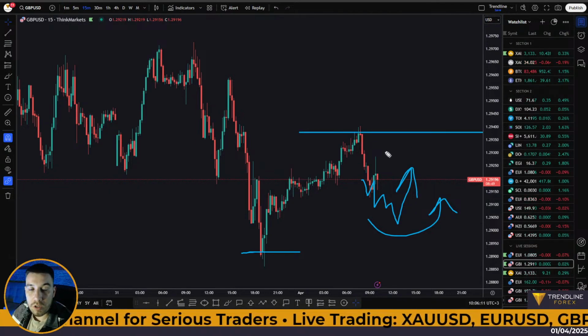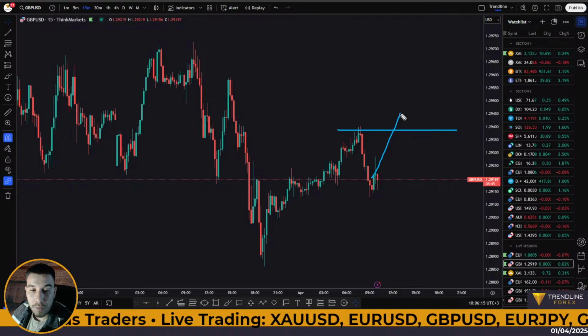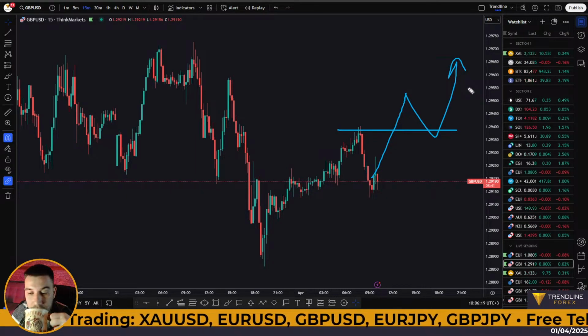If you want a more conservative setup, well, then you're going to be looking for price to break above this previous high and then continue higher.